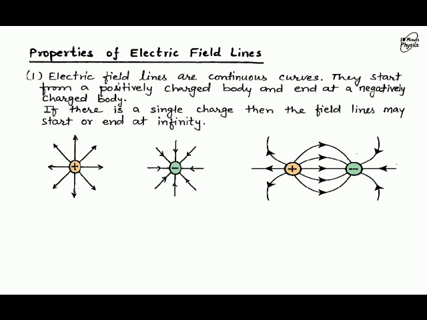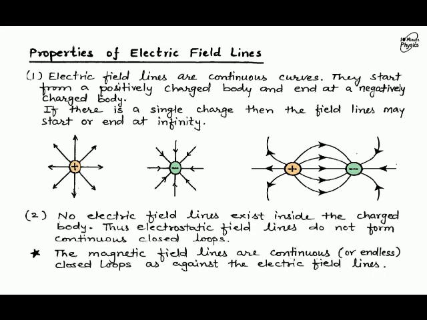Now coming to the second property of electric field lines. The second property says that no electric field lines exist inside a charged body. This means if I consider a conductor, there will not be electric field lines inside it. The electric field will be on the outer surface. Thus, electrostatic field lines do not form a continuous closed loop. So this is the second property of electric field lines.